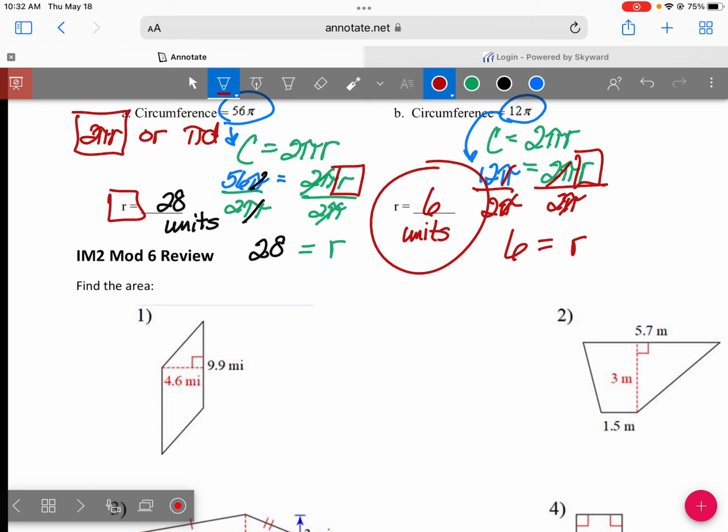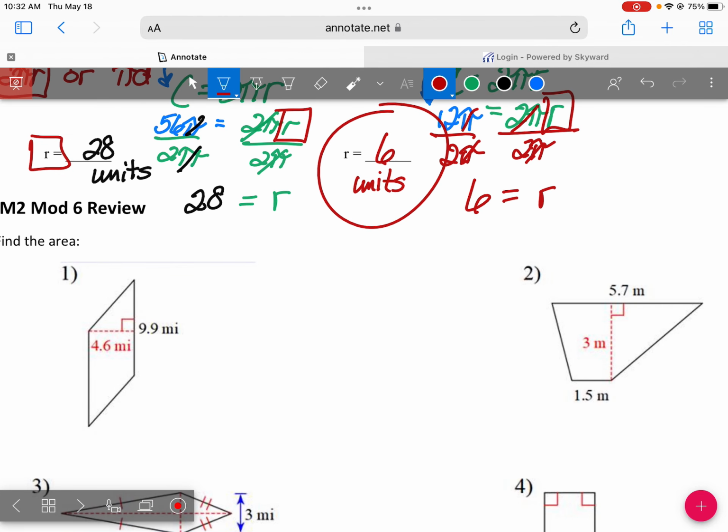Your homework tonight is to fill out the gold sheet, especially if you have accommodations, because I need to be getting your tests to them, especially if you would like extra time. Fill out the gold sheet.